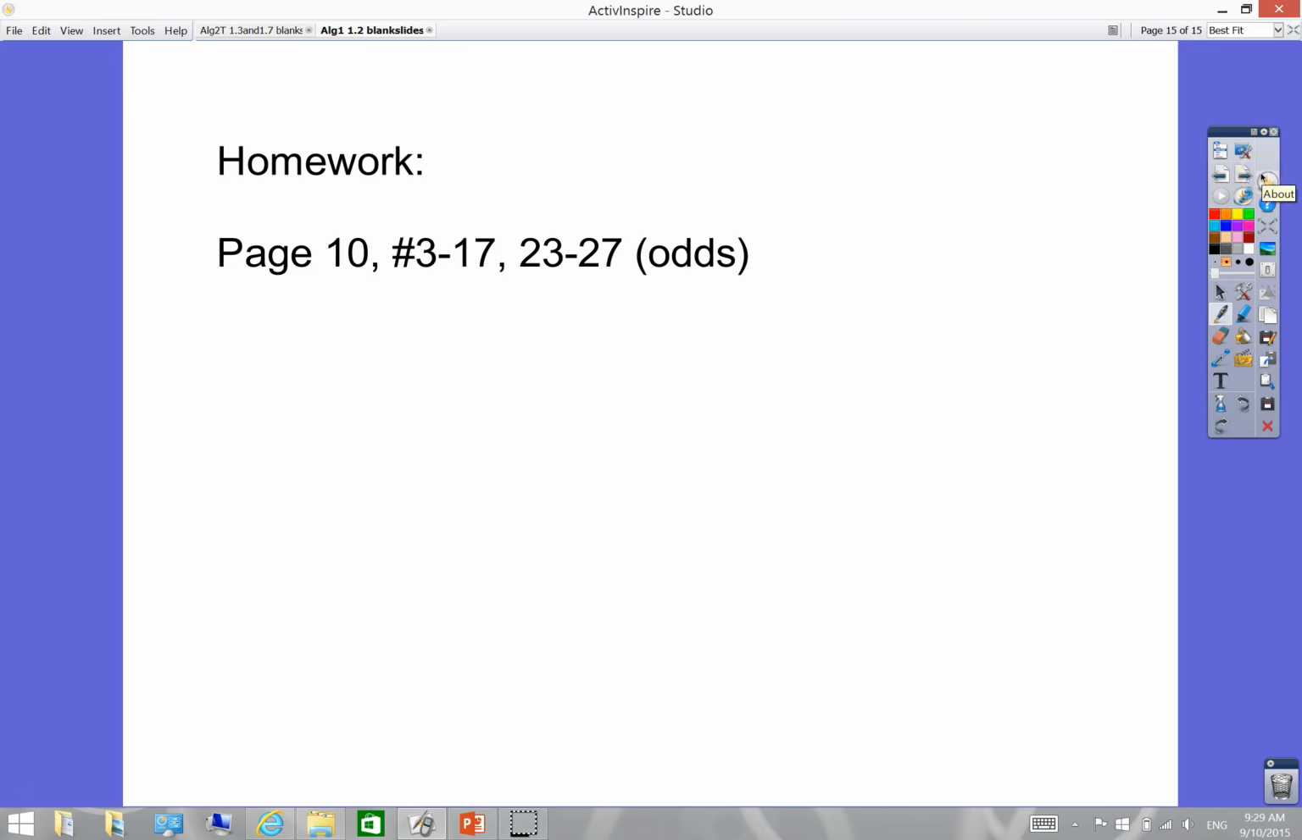The homework, page 10, 3 through 17, 23 through 27. Somehow when I brought this up in class, that didn't work, but it works now. Remember that when it says odds, with an S on the end, that means these are odd and these are odd. There was a little confusion about that, but not much. Okay, so enjoy.